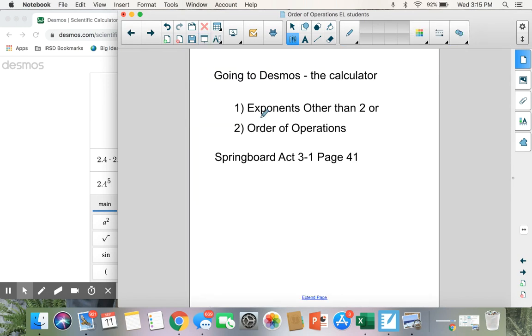And as I stated before, the first thing we were going to work with is working on exponents other than 2 or 3. We just did that. So 2, that's our special relationship with the square, and 3 is our special relationship with the cube. So now we're going to get into the second part of this, which is the order of operations.